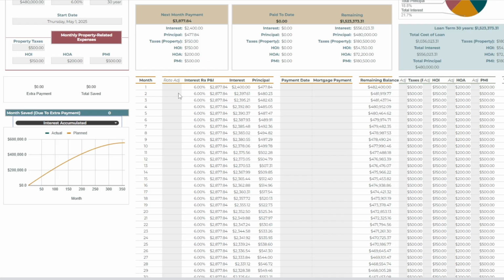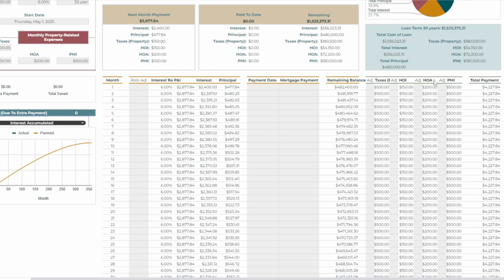The table here is the amortization schedule. Each row represents 1 month of your mortgage, showing how much of your payment goes toward interest, how much goes toward principal, your remaining loan balance, and your adjusted monthly expenses. The total payment for each month is shown on the far right.